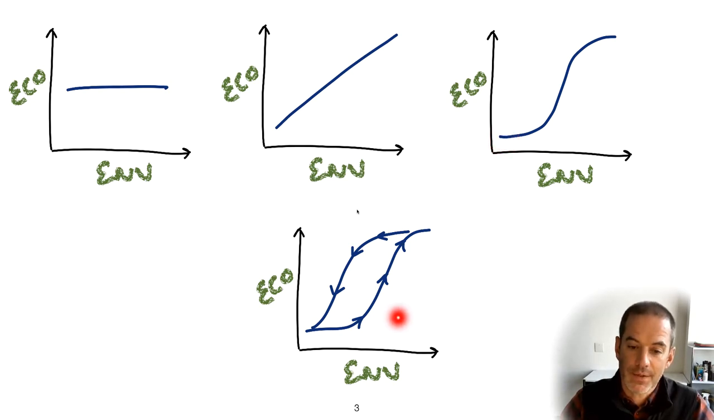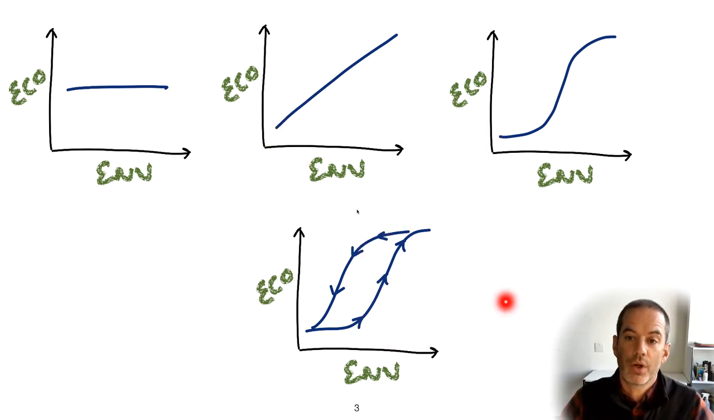And in other regions, there is relatively little change in the ecosystem property as the environment changes. And in this final case, as the environmental variable increases, we have this relationship. And as it decreases, we have this relationship. So we've got different relationships in different directions. That's hysteresis. The other thing that we have is for a particular value of the environmental variable, say here, we have one stable state just there, and we have another stable state just here. So we've got alternate stable states or multiple stable states.